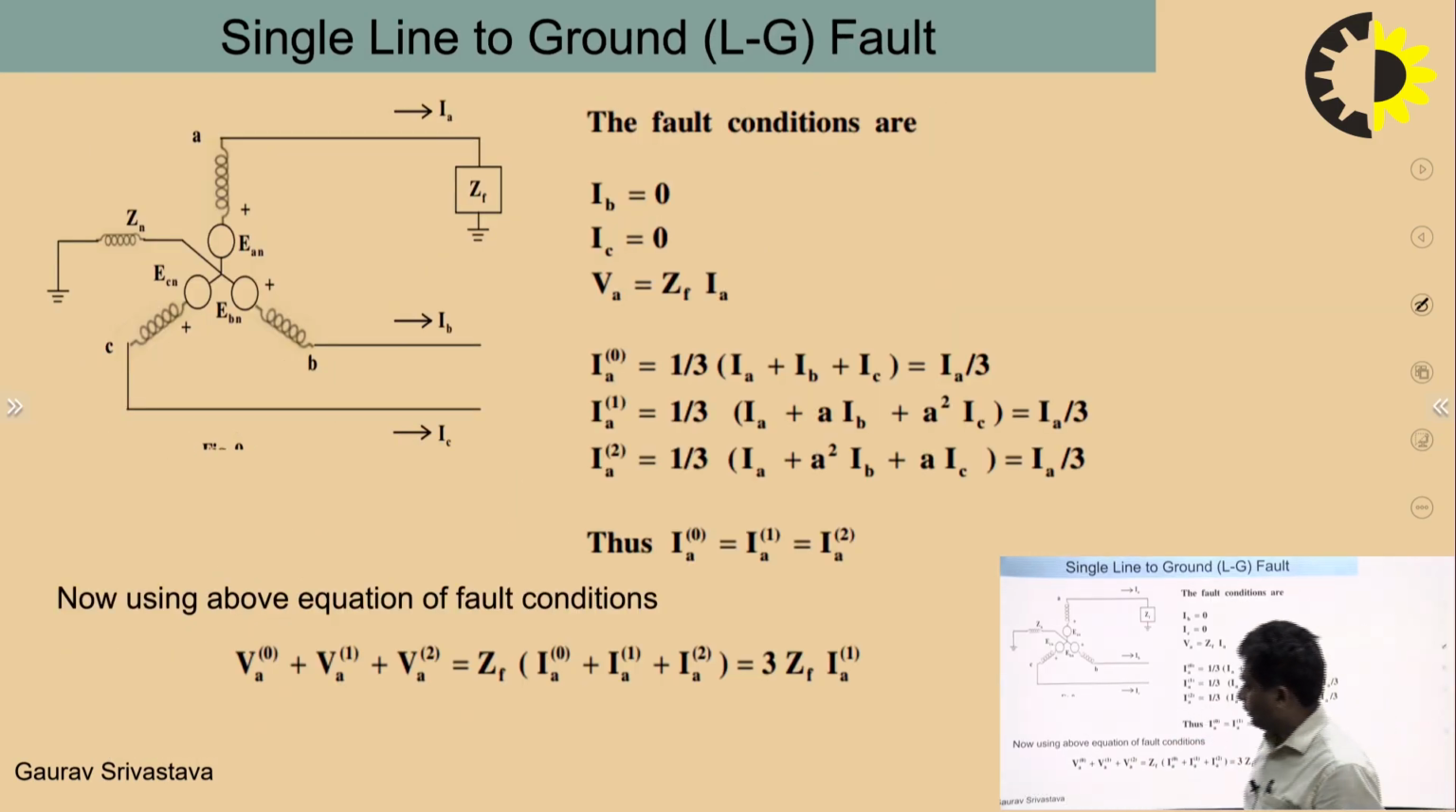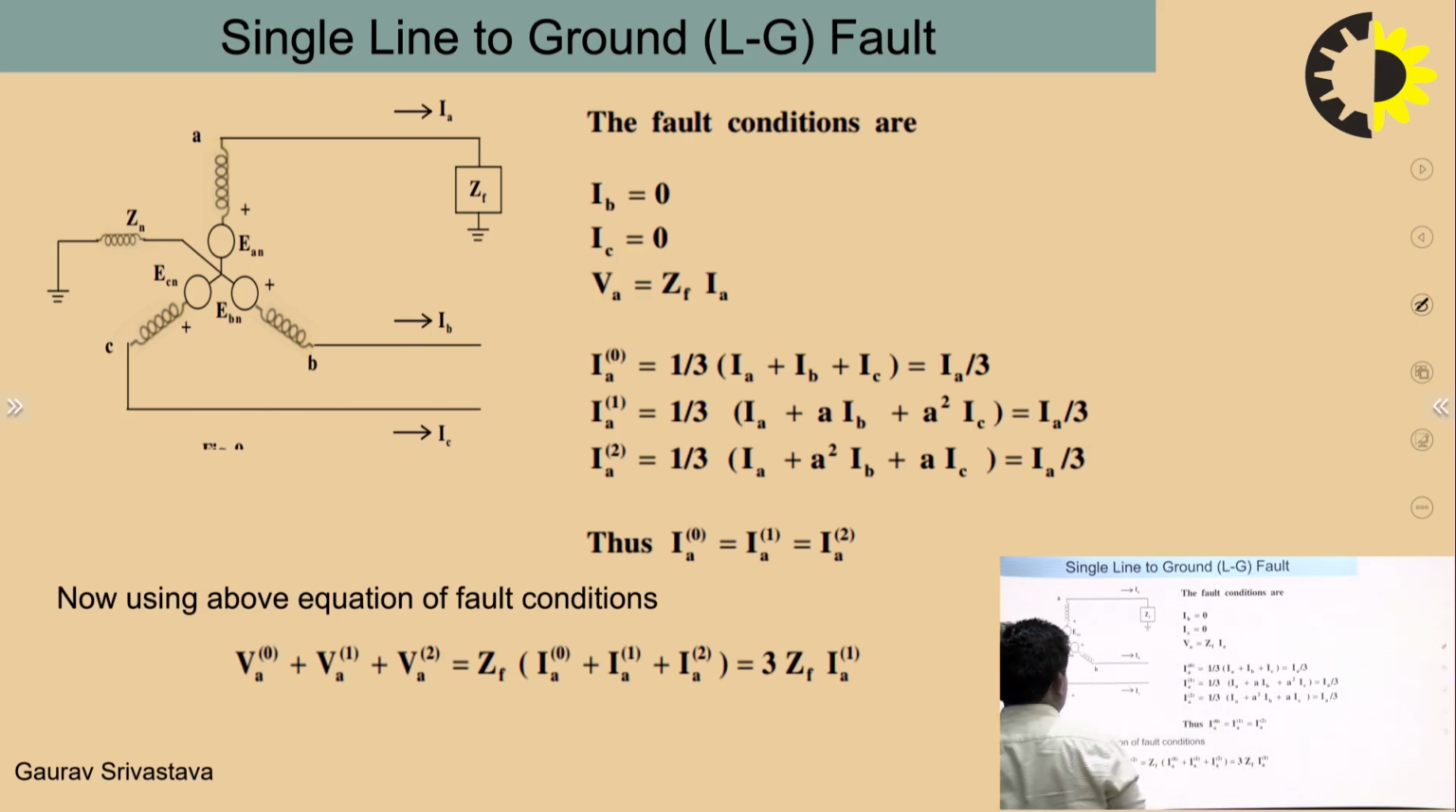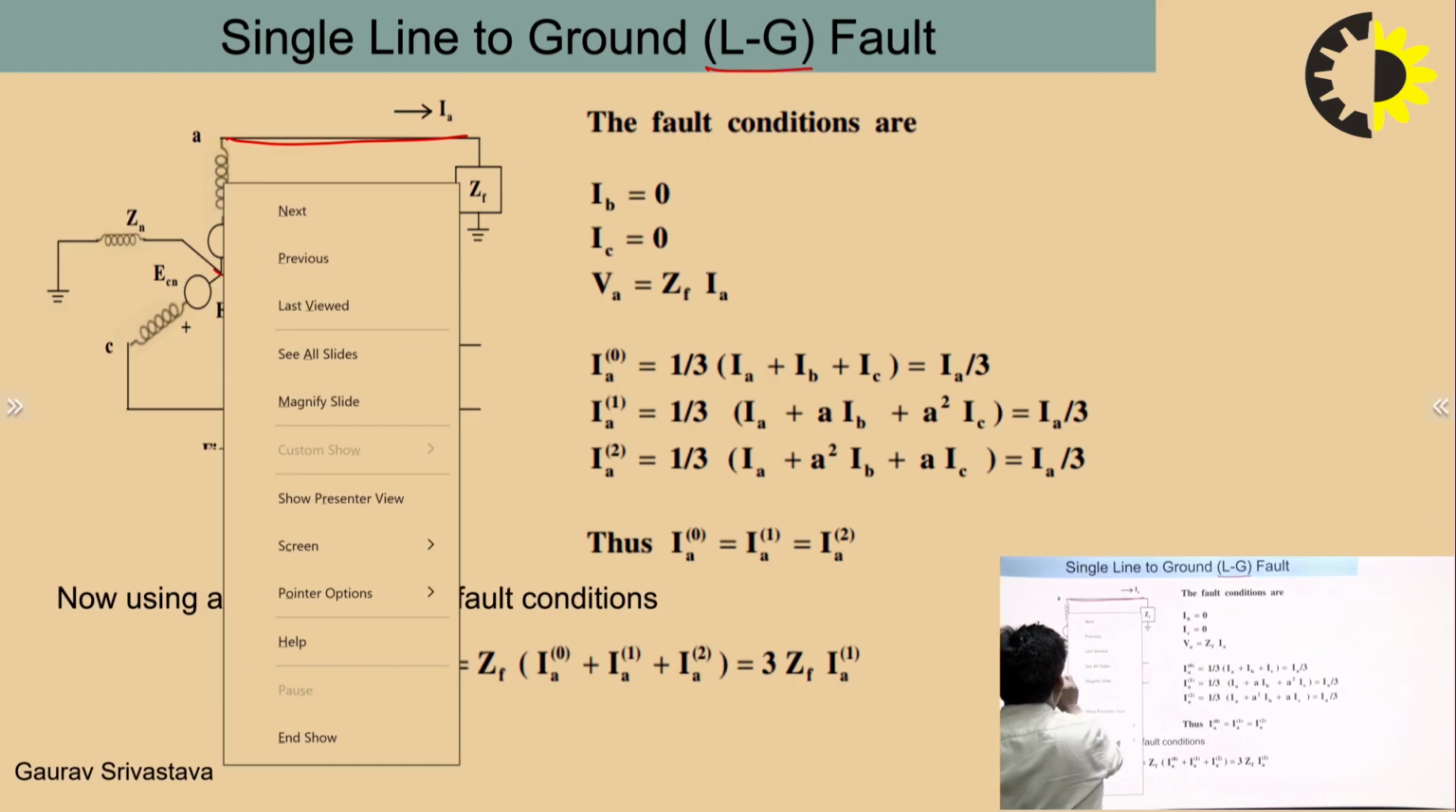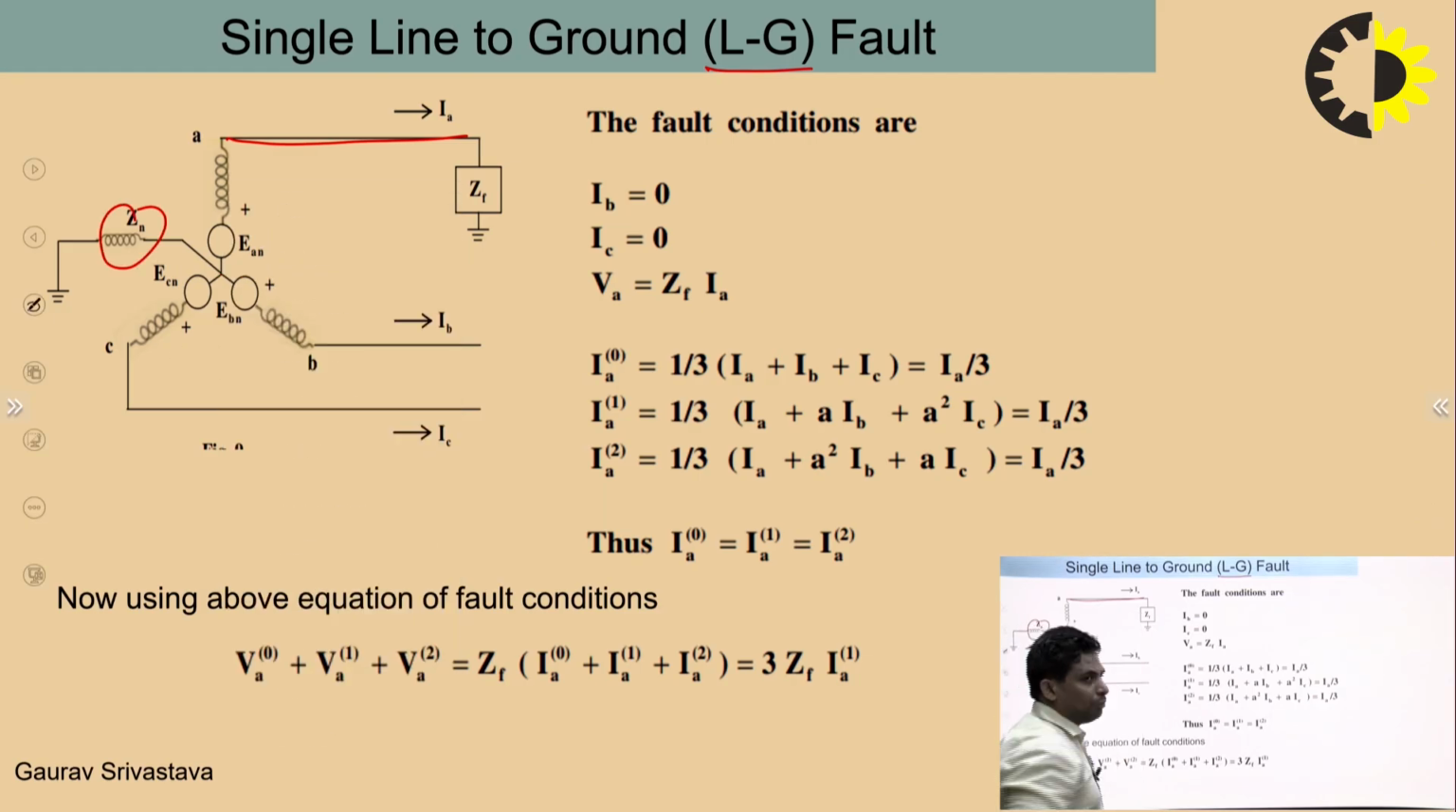Now here we are discussing the LG type, from the alternator point of view. We have EA, EB and EC. Here the neutral is connected to ground, so the neutral impedance is given as Zn, and there is also a fault current. In the LG fault we have discussed, the fault is connected at phase A, so there is a fault impedance ZF available here, which is the ground connection.